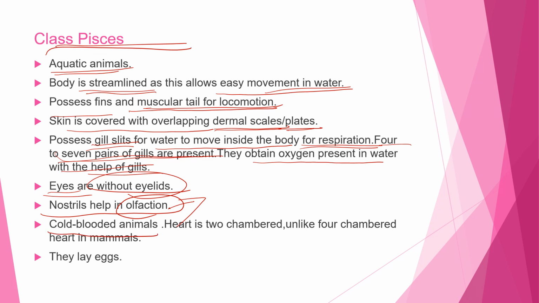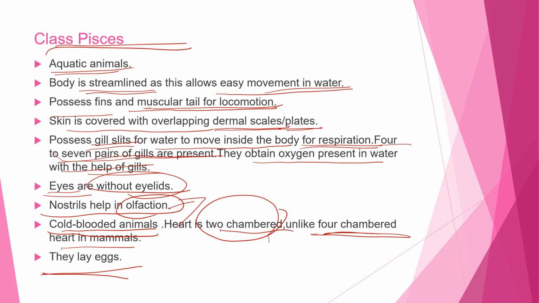Now they are all cold-blooded animals and the heart is two-chambered. Unlike mammals like us, who have a four-chambered heart, Pisces have a two-chambered heart. They are all egg-laying animals. So these are the main characteristics of this class Pisces. They lay eggs, and they have a two-chambered heart, unlike us with a four-chambered heart. So now we will move on to the main examples of Pisces.